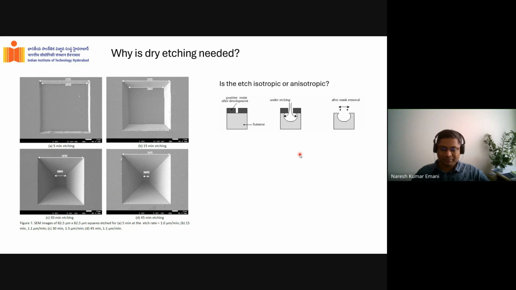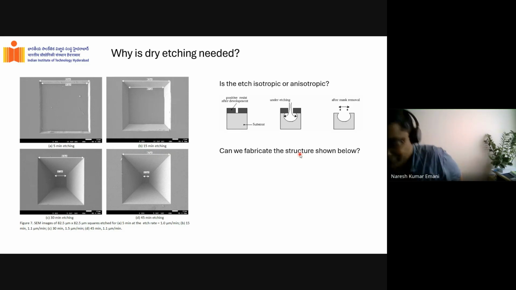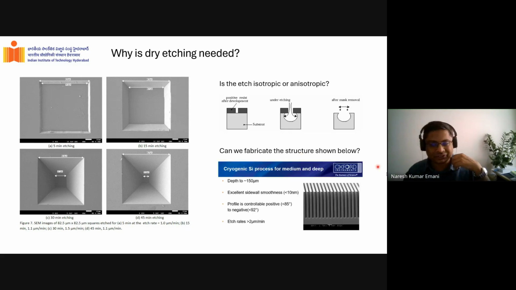Okay, we'll come there. So now, if you have such a structure, can we do the structure shown below, right? If you have this wet etching process, the question I'm asking is, can we fabricate something like this, shown in the image below, wherein you have silicon again, but then you're actually making holes or trenches in silicon? And this is pretty high aspect ratio.